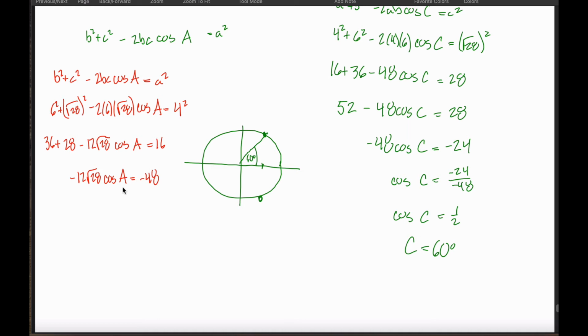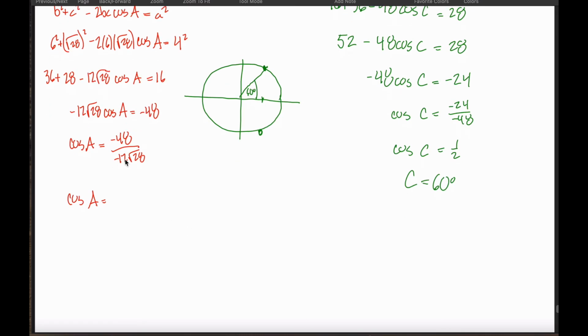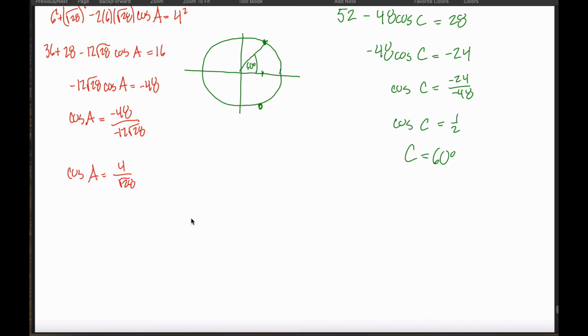So I can solve for the cosine of A if I divide both sides of the equation by negative 12 square root of 28. That gives me negative 48 divided by negative 12 square root of 28. And I think that's going to simplify a little bit. Let's see, this negative 12 and part of this negative 48 can cancel out, and that leaves me with 4 divided by the square root of 28, which is a fairly good answer, although you could rationalize the denominator.